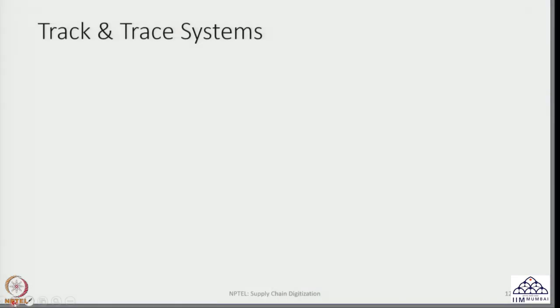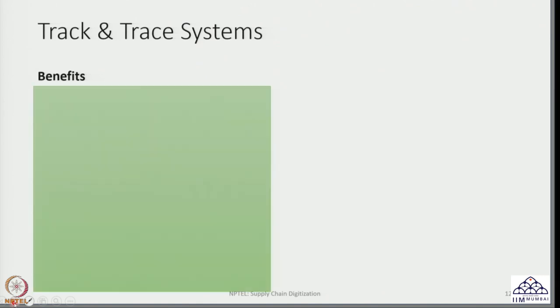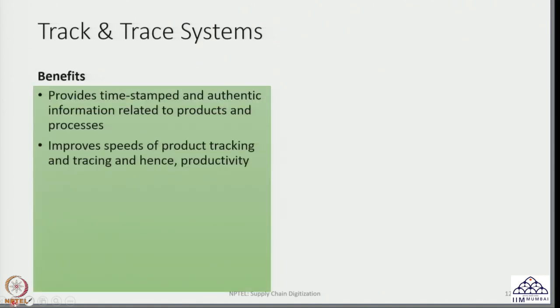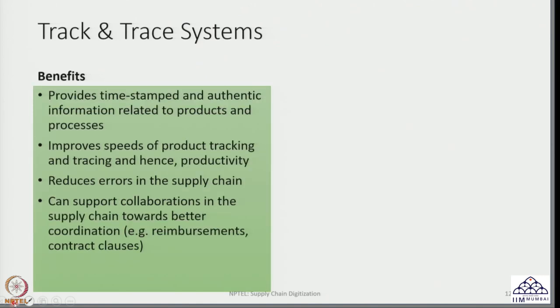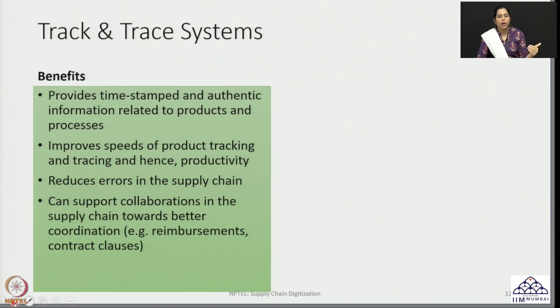So finally, when we come to track and trace systems, the major benefit that we see is it helps in providing a lot of authentic timestamp data with respect to the product. So it provides a good status of the system, helps us track the products as they move, and hence also tracks the productivity of the system, thereby reducing any kinds of errors and issues within the supply chain. It can help collaborations within the supply chain and between partners as well.